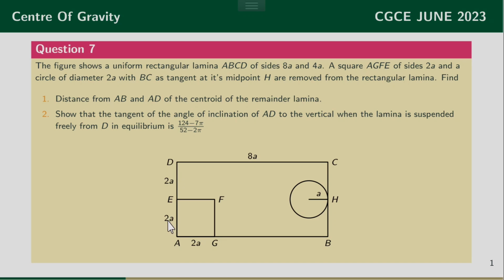Now, in this figure, we have a rectangle ABCD from which a square AGFE and a circle with radius a have been removed. We are asked to find the centroid of the remaining lamina. What is the position of the center of mass of the remaining lamina when these two shapes have been removed?